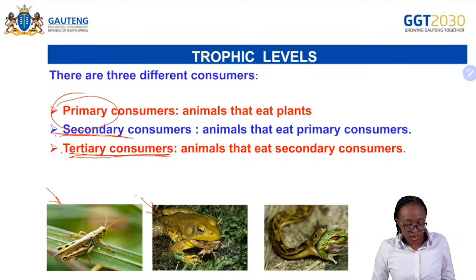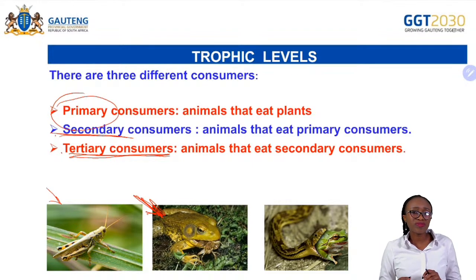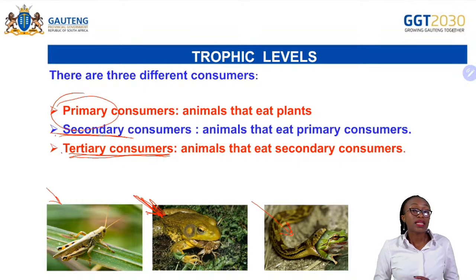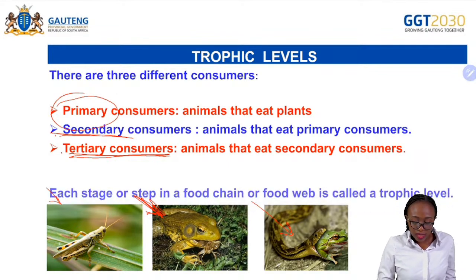So we have the grasshopper being the primary consumer, the animals that eat plants. Then we have the frog, which is a secondary consumer. It feeds on locusts and other small insects. And then we have the snake. The snake eats the secondary consumer. It feeds on rats and frogs. Those are the kinds of animals that snakes feed on.